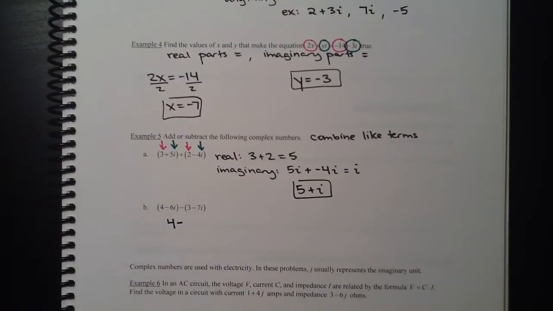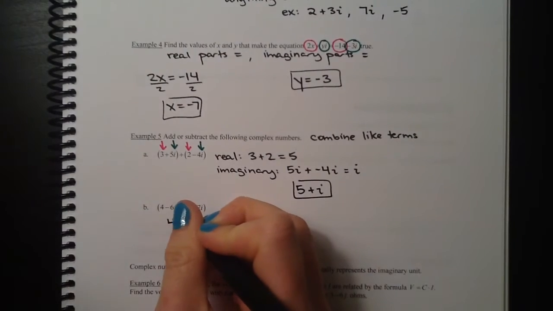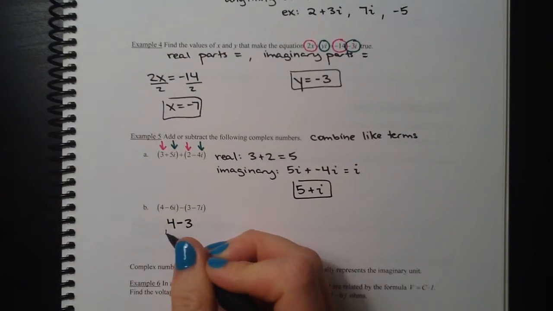Your operation in the middle is subtraction. And then 3 is the real part on the right. Okay, so we're going to combine those. These are like terms right here.